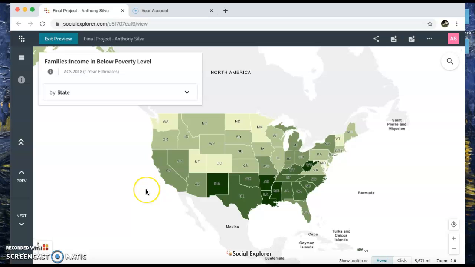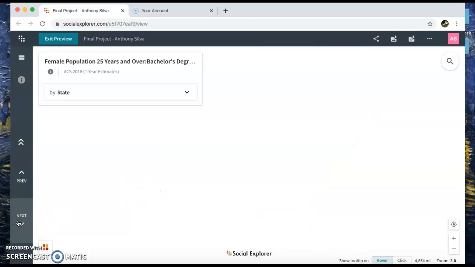So yeah, I more or less got what I expected there. So let's move on to the next one, which is female population 25 years and up who have a bachelor's degree or more.